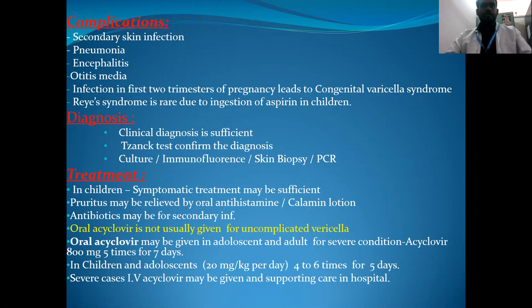So what are the complications which can be expected in a case of chickenpox? We can expect to see secondary skin infections, pneumonia, encephalitis, and otitis media. And if it happens in pregnancy, especially in the first two trimesters, it can cause congenital varicella syndrome. Reye syndrome is one thing which is common in children, secondary to ingestion of aspirin in a case of chickenpox. So these are the complications which can be expected. For diagnosis, mainly the clinical diagnosis is sufficient, and the Tzanck test can confirm the diagnosis as well. Similar to herpes simplex, we are going to see multinucleated giant cells.